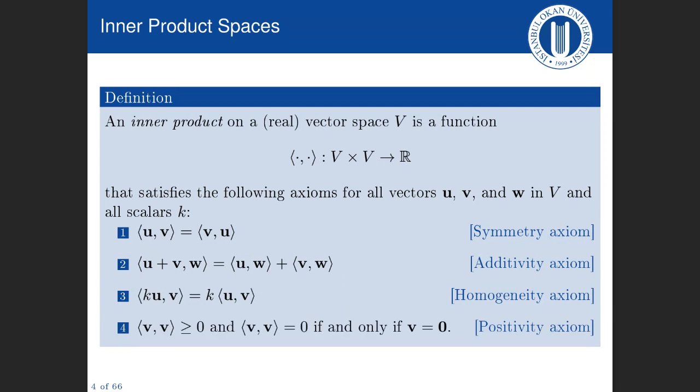And rule number 4 is that the inner product of a vector v with itself, v inner product v, is always greater than or equal to 0. And the only way that we can have the inner product of v with itself equal to the number 0 is if v is the 0 vector. So if v is not the 0 vector, the inner product of v and v is always strictly greater than 0.